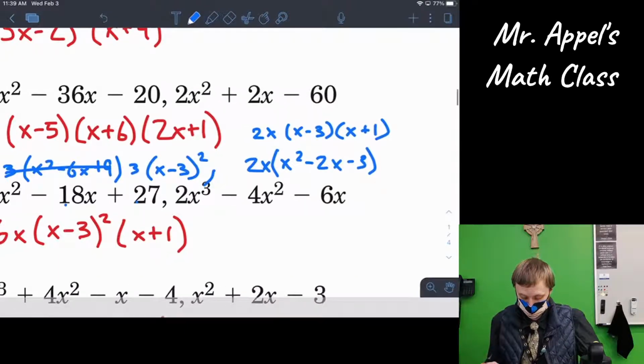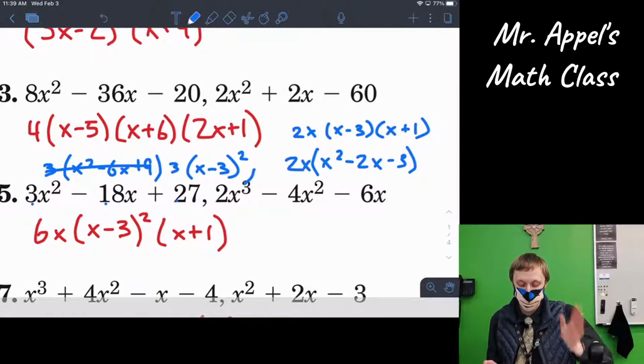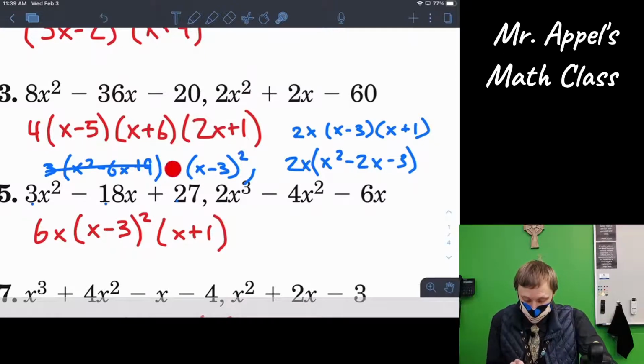Excellent. There we go. So the least common multiple will be one of every factor, not repeating. So I need to use the 3. I need to use the 2x. 3 times 2x is 6x. I need to use an x minus 3. And it is there.